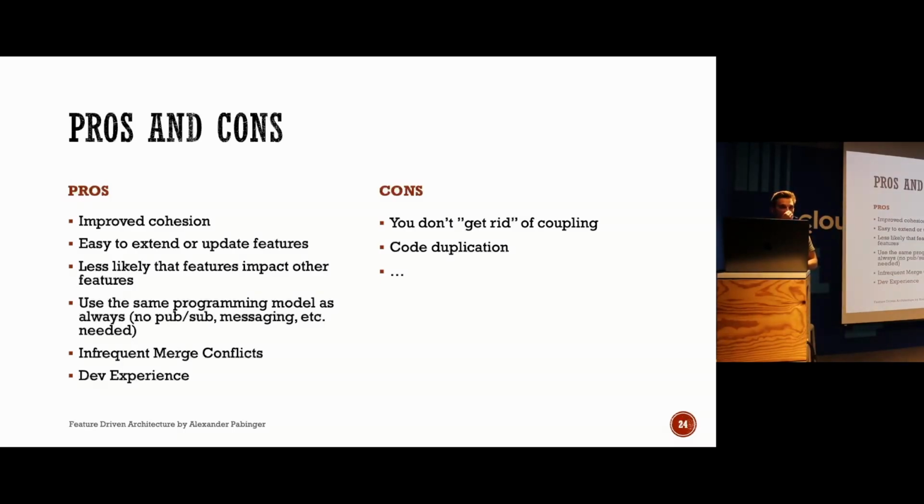The cons are you don't get rid of coupling because you may have business logic which you want to extract into a service class or some other project which you will depend on. So you don't get completely rid of coupling. And another thing is code duplication. Why? Because you may have a team of 5 or 10 developers and each of them builds his own features. And a new developer, if he creates a new feature, may not know that this code already exists and writes it on his own. So there may be some code duplication which you also have to be aware of.